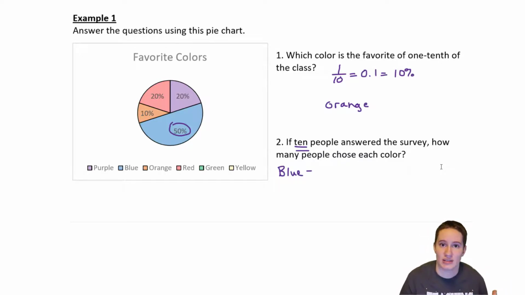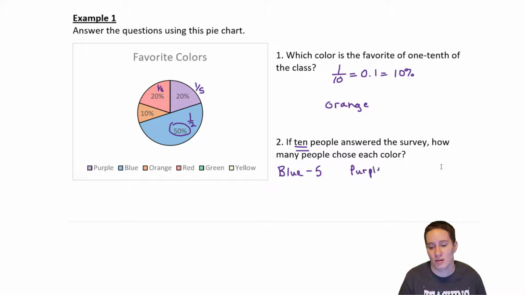Well, 50% is the same as thinking about half, right? So half of the people picked blue, half of 10 is 5. We can go from there. Something like 50% is the easiest, right? Because that's a half. We can think about, if we've been working on memorizing it, 20% is like a fifth, right? So we can say, well, purple and red both were a fifth of what we had. So let's see, a fifth of 10.